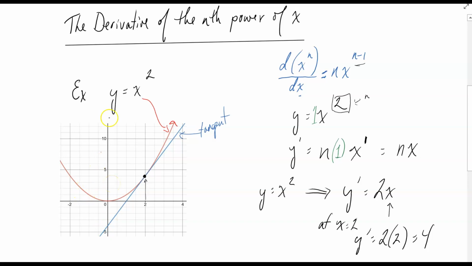It will be different if I draw a tangent line somewhere over here. Right there. That's at minus 1. The slope of that line at x equals minus 1, then y prime is equal to 2 times minus 1, which is minus 2, right? So it has a slope of minus 2. And the slope will vary anywhere along that curve.